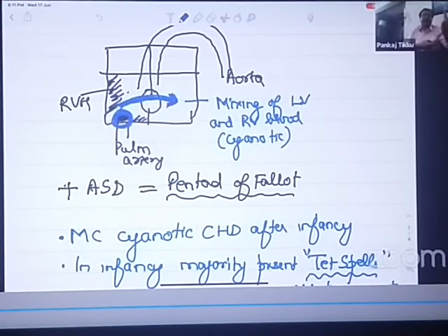So according to me, there are two ways of treating a TET spell. A TET spell will stop if this shunting from the right side of the heart to the left side stops. Isn't it? The blood is moving from the right side to the left side. So what are the two ways of stopping it? Either increase the pressure on the left side or decrease the pressure on the right side. In both cases, the movement of blood from the right side to left side will decrease.